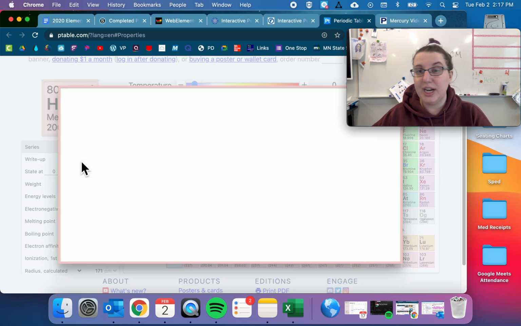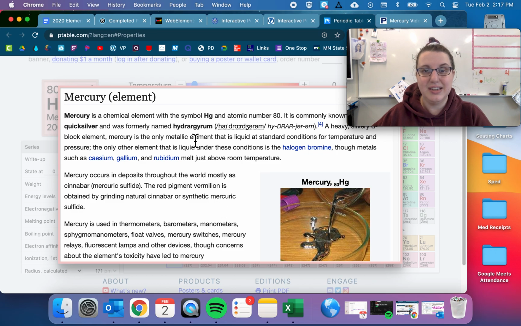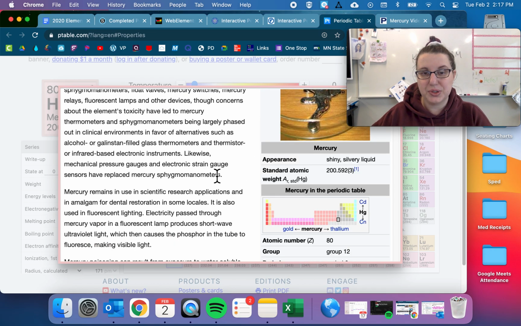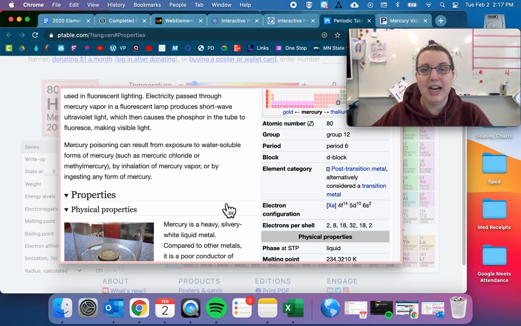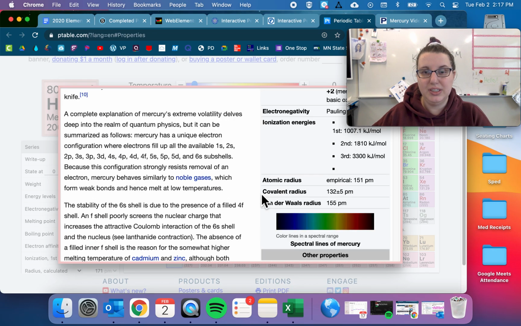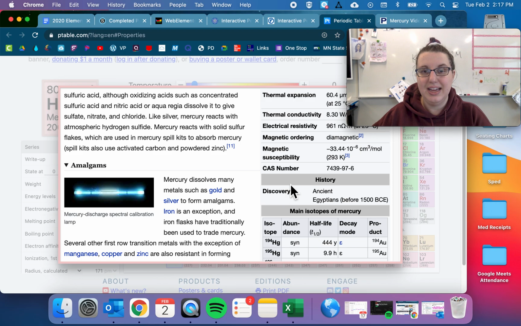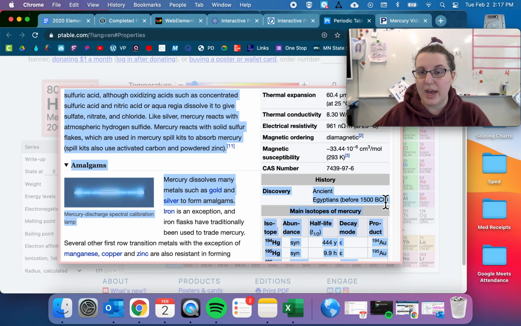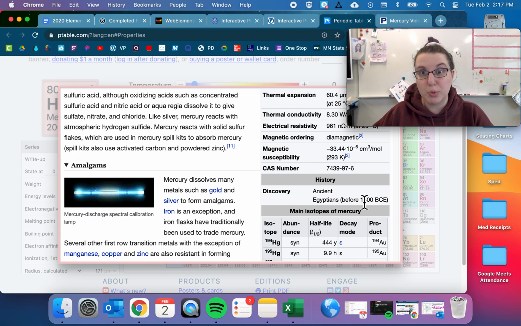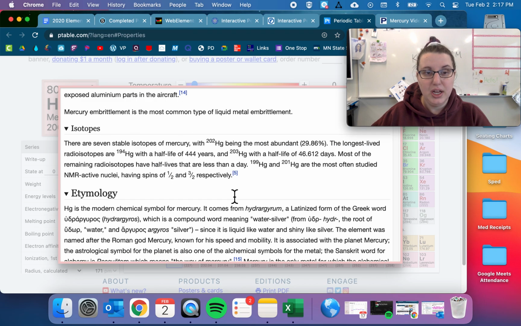Something that's going to be super helpful for the history section is, of course, you can read through it. You can get some pictures from it. It tells you appearance. But if I go ahead and scroll down and keep scrolling, I'll get to a little history section, and it'll tell me who discovered it and when. Mercury's case is super old, and so we discovered it thousands of years ago. BC is before Common Era, so this is 1,500 years before zero. So this is about 3,500 years ago. So this also gives you some great pictures.